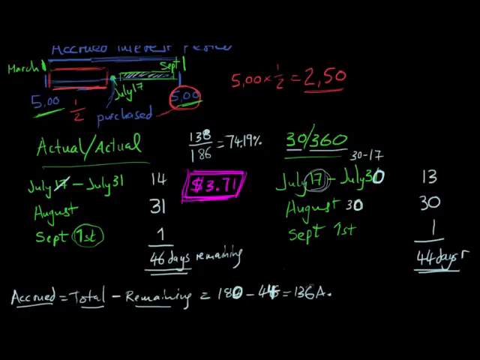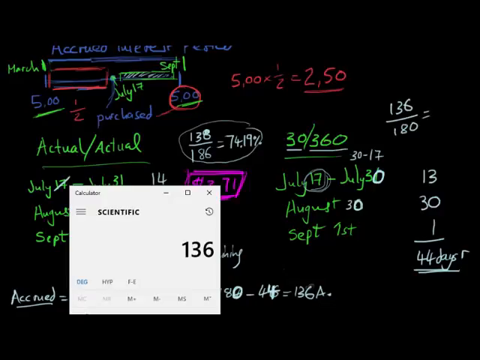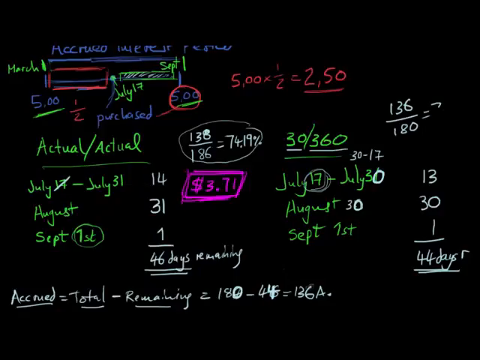Now how does this affect our percent accrued calculation? So we've got 136 out of a total of 180 days, and the proportion, 136 divided by 180, is 75.56%. Right, a very small difference in reality.